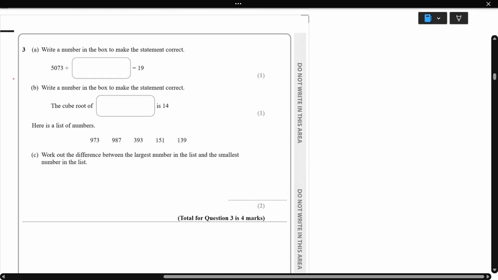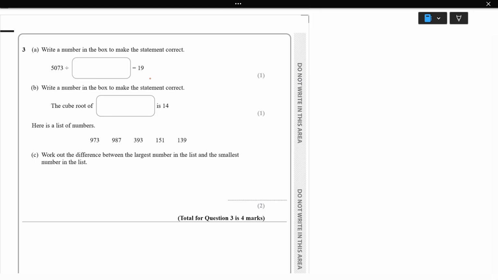The next one, write a number in the box to make the statement correct. 5073 divided by some number is 19. So I'll make x the subject. 5073 divided by 19 equals x, the missing number. So we need to divide 5073 by 19. The answer is 267.